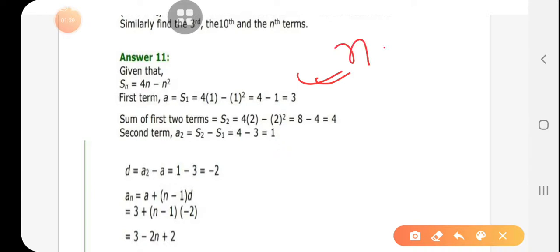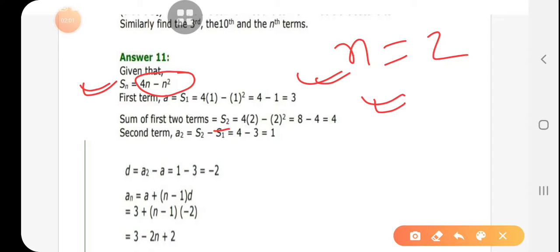Similarly, if we put n is equal to 2, then we get the sum of two terms. So just put n is equal to 2, then it will be S2, 4 into 2 minus 2 square, that means 8 minus 4, that is 4. This is the sum of two terms. This is the second answer that the question asks.